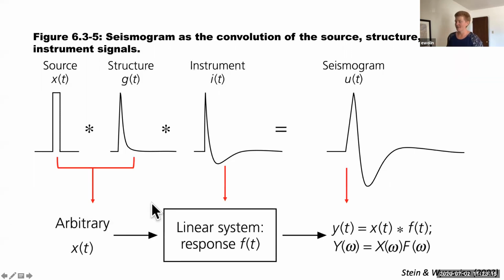So we can think about this as a linear system, right? We input some signal, x of t, goes through a linear system, and we get an output signal. So our output signal, y of t, is the input convolved with this linear system, or if we prefer to work in the frequency domain, which is very often useful, then this is just a multiplication in the frequency domain.